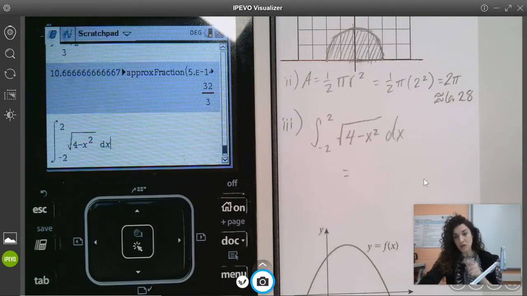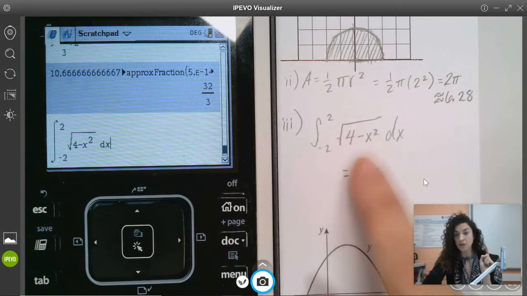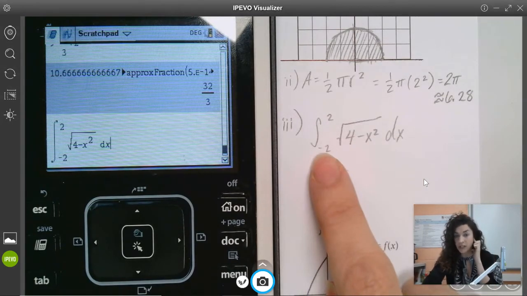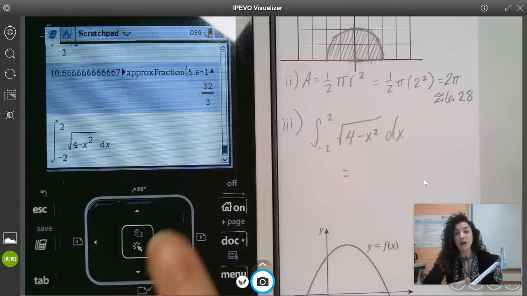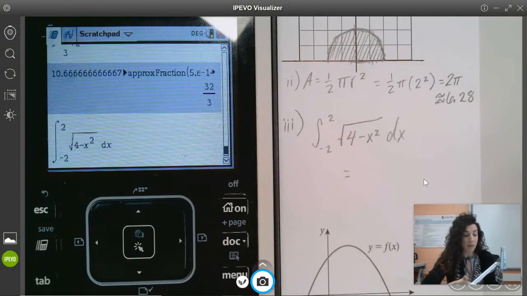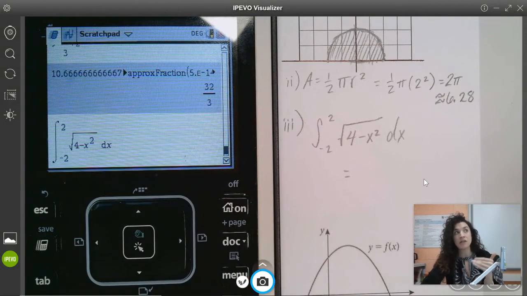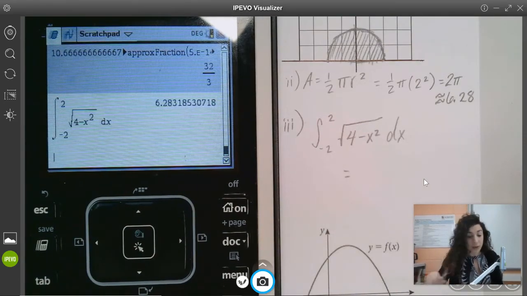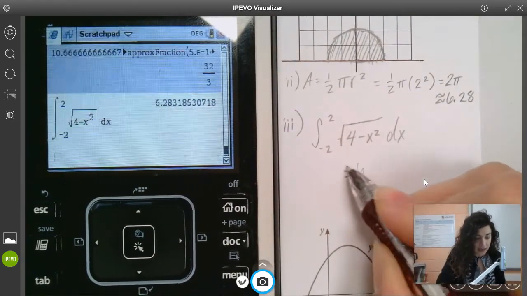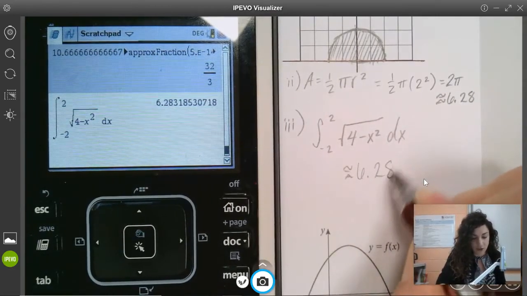Remember that this should only be used if we don't know how to find the integral of a situation, right? If we don't know how to find that integral, but we're trying to look for a definite integral for a measurement, your calculator can find it for you. But remember that on the test, you might be asked to find the integral, use the integral to find the definite bounds or whatever. And if you don't know how to do this by hand as well, you just won't get your points. So just be aware. And this is approximately 6.28, which we anticipated.